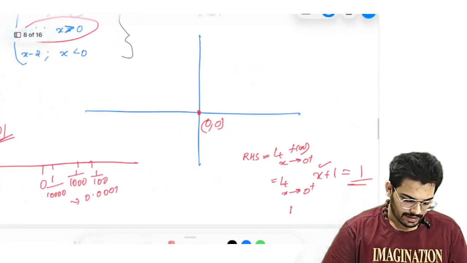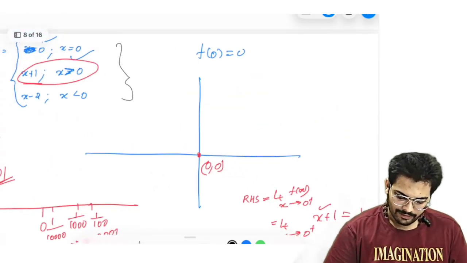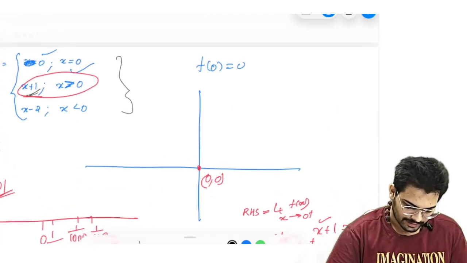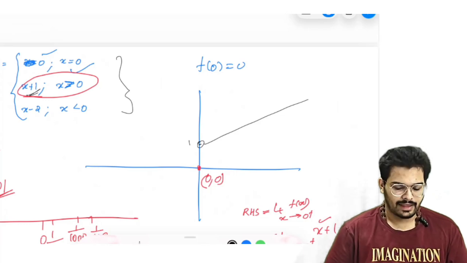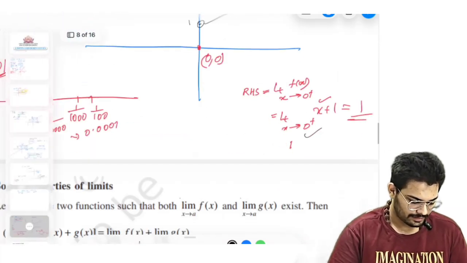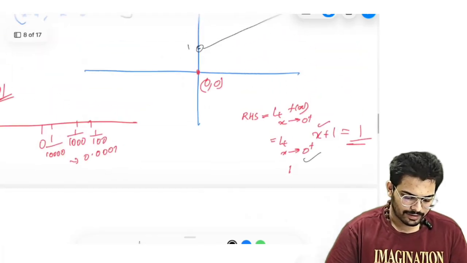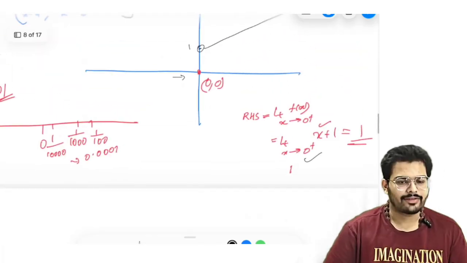In this scenario, when x is a slightly greater value, that is 0 plus a positive value, the function is somewhere around 1, and it will go like a straight line equation. Again, now we are approaching from this side, from the left side.